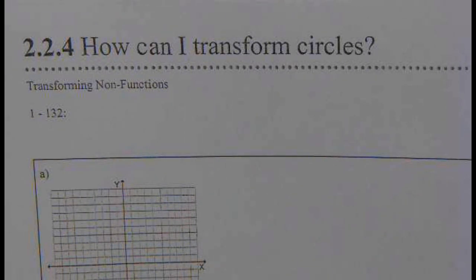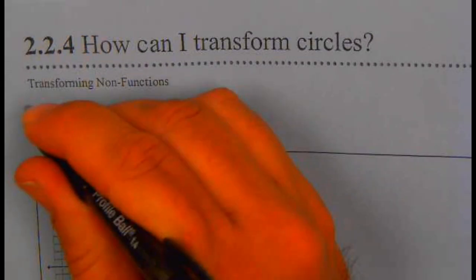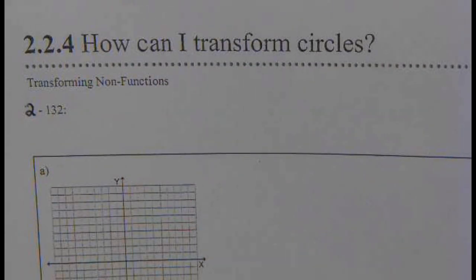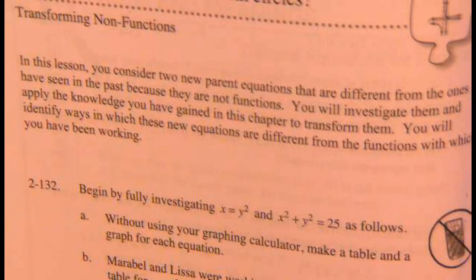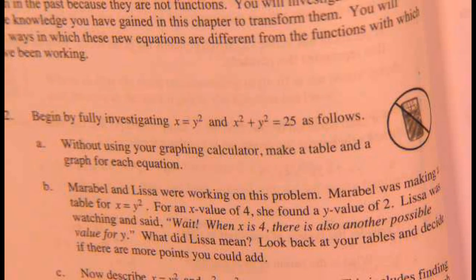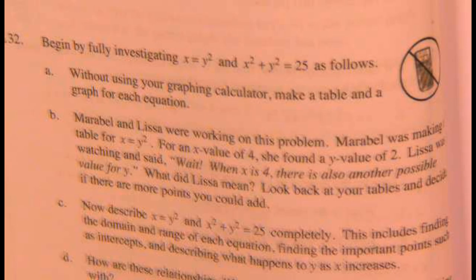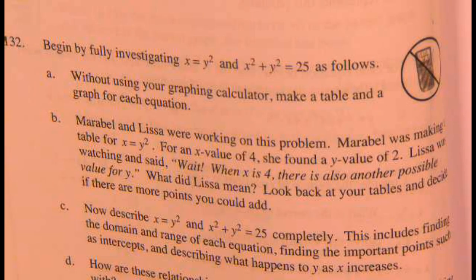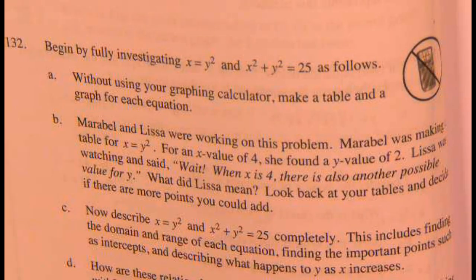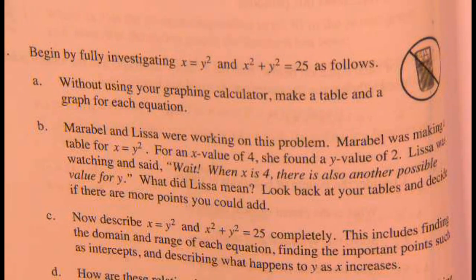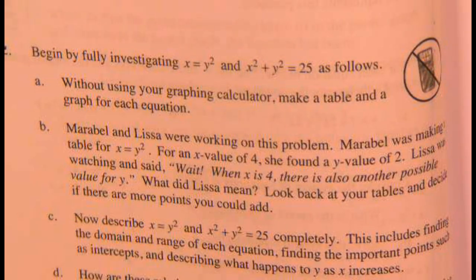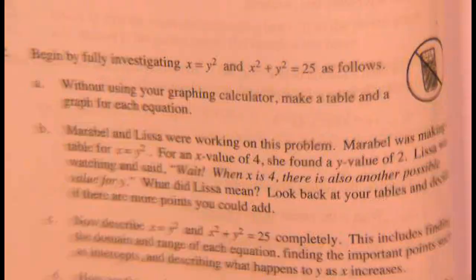There is a mistake here because we are in Chapter 2, so this problem is 2-132, but you probably would have figured that out. And let's see what it says by taking a peek in our textbook. It says, begin by fully investigating x equals y squared and x squared plus y squared equals 25 as follows. Without using your graphing calculator, make a table and graph for each equation.